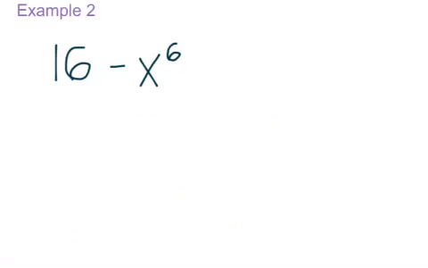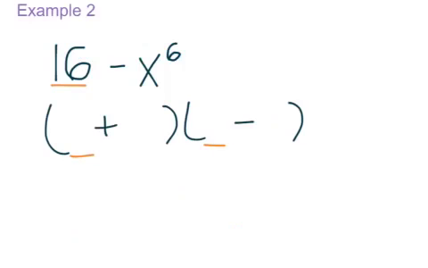Example 2. Let's see if it's a difference of perfect squares. So 16 is a perfect square because 4 squared is 16. I have subtraction, so it's a difference. And my exponent is even. So this is a perfect square, this is a perfect square, and there's subtraction. So again, I can make my 2 parentheses, one with the plus and the other with the minus. My first term was 16. The square root of 16 is 4. So I put 4 here and 4 here.